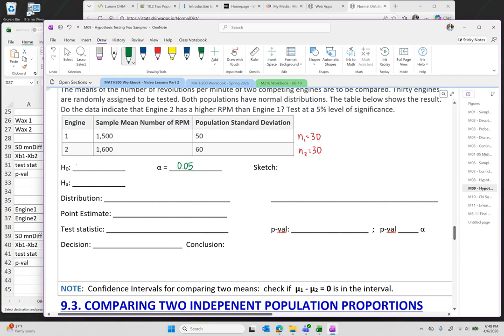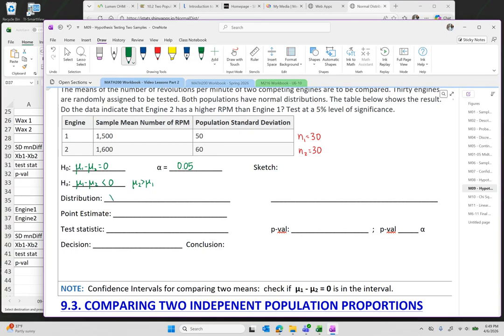And our null hypothesis will be that the difference between the two populations does not exist, so it is equal to 0. And the question that we want to check is whether engine 2 has a higher RPM than engine 1. So we want to know if M2 is greater than M1, which makes the difference M1 minus M2 be a negative quantity. And that will be our alternative hypothesis.